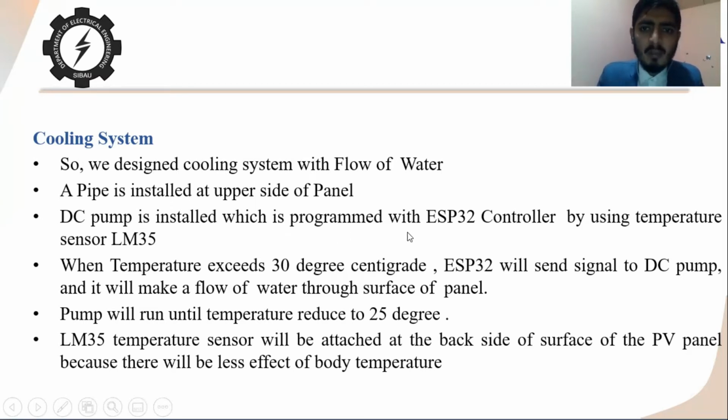The DC pump is installed, which is programmed with the ESP32 controller by using the temperature sensor LM35. When the temperature exceeds 30 degrees centigrade, here we have set the limit at 30 degrees centigrade instead of 25 degrees centigrade, because we have given a gap of 5 degrees centigrade. It means, for example, at 25 degrees centigrade, the pump operates and instantaneously brings the surface temperature to 25 degrees centigrade again.